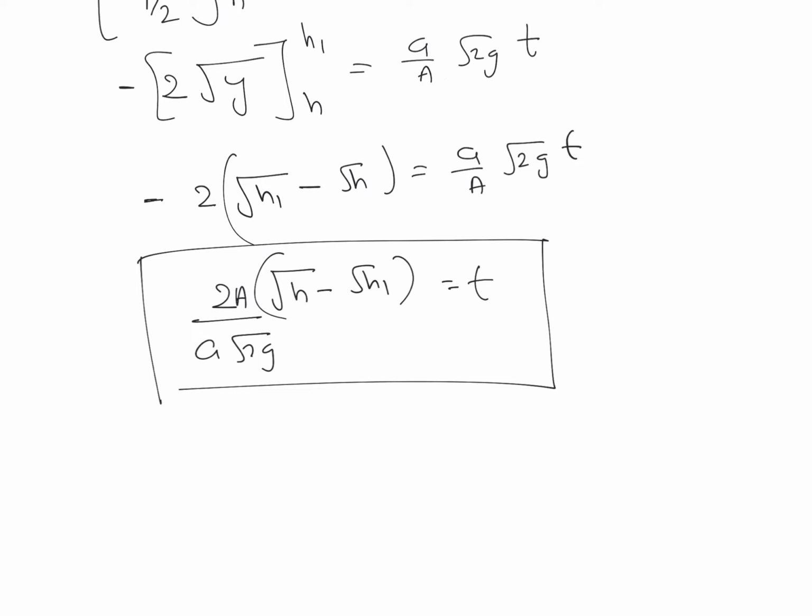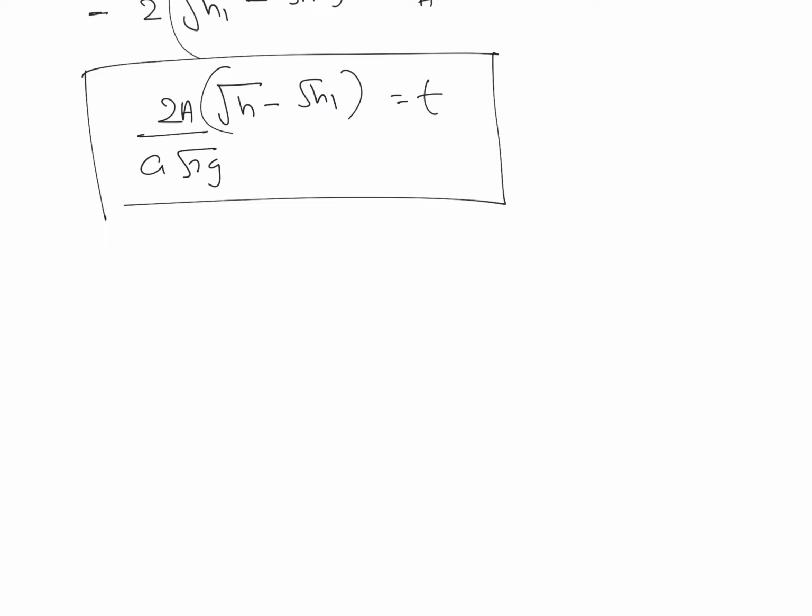Now if you want to find out the value of time taken to empty the tank, then we'll put the limit from h to 0. So the value of h1 becomes equal to 0. h1 is the minimum height in the second situation. So we can find out the value of time taken for it.